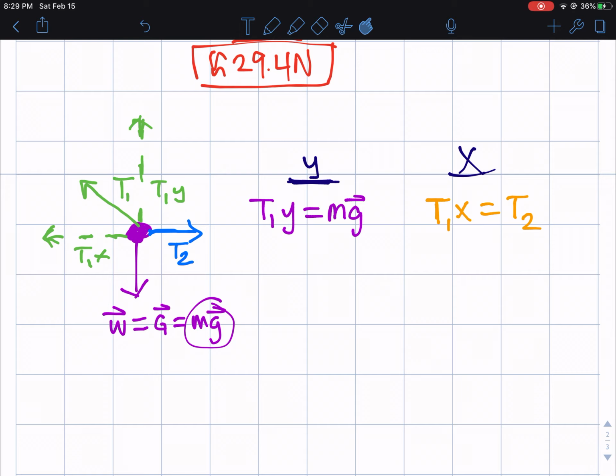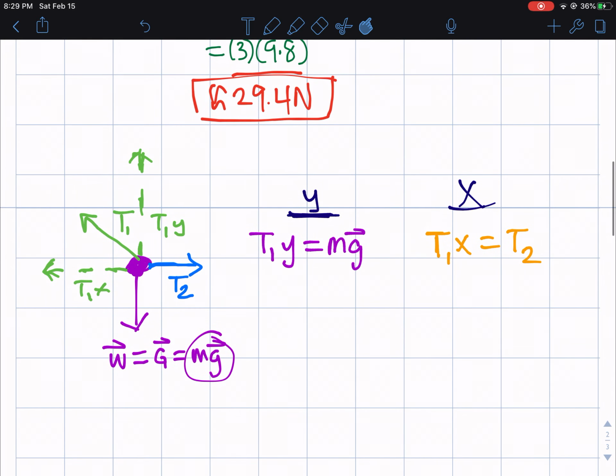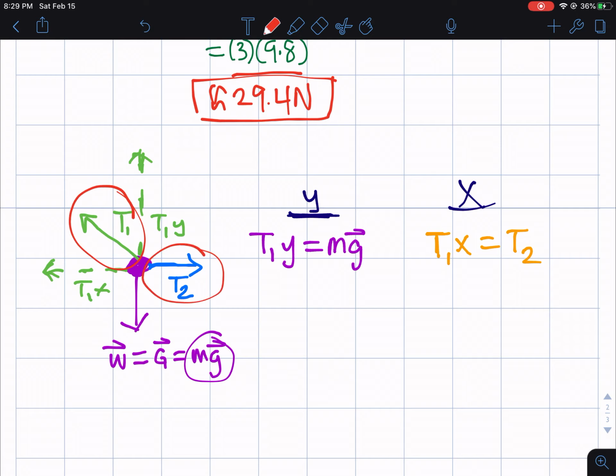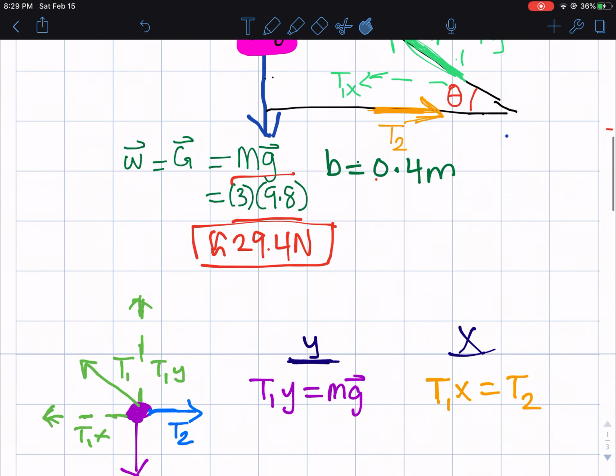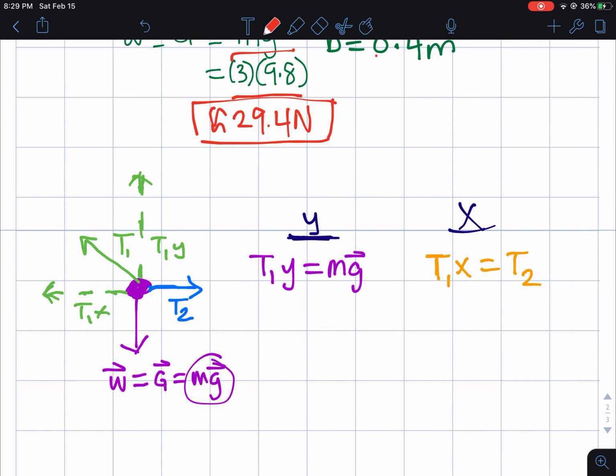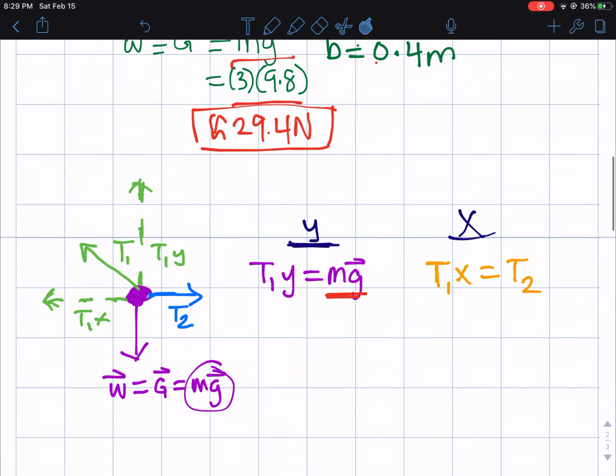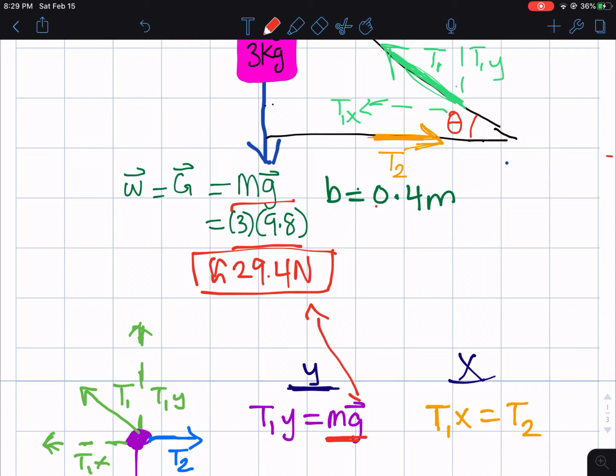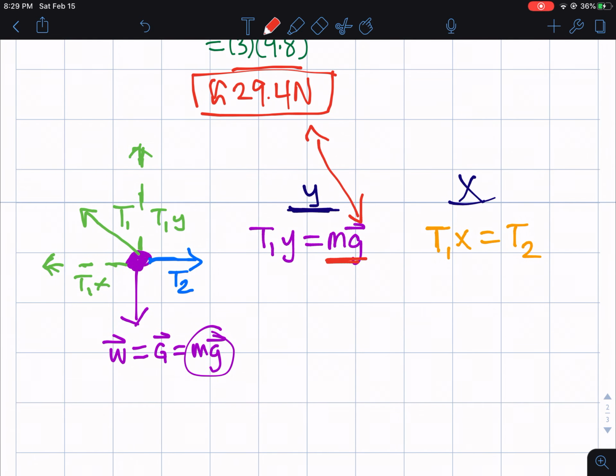From this point, we still understand that what we're trying to find, according to the problem, is T1 and T2. So let's see what information we can derive from what we have right now. We have mg, because our mg is this right here, the mass times the gravity. You can either leave it as mg or just put the number to help you put things in perspective. It equals T1y. Instead of writing T1y, you may want to say T1 sine of theta.